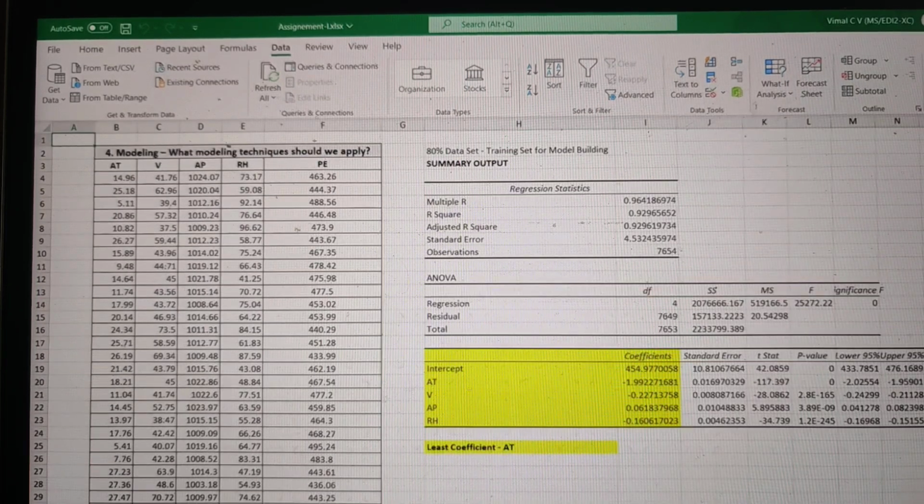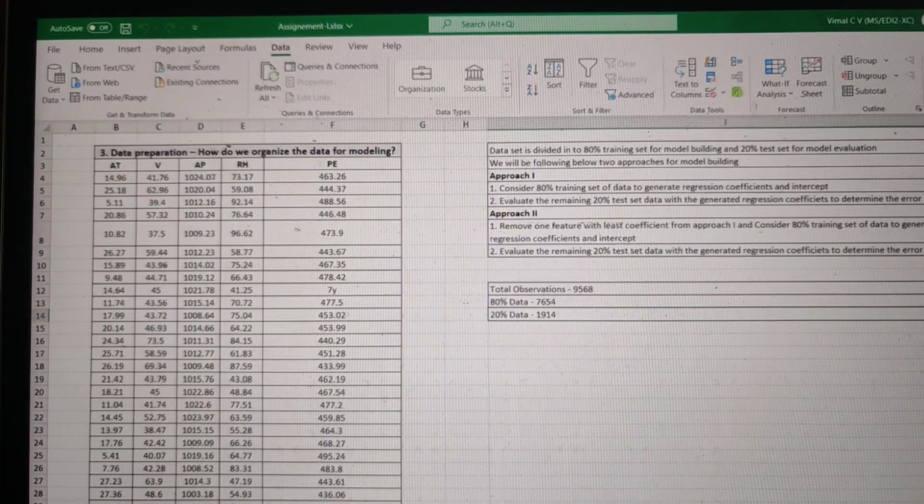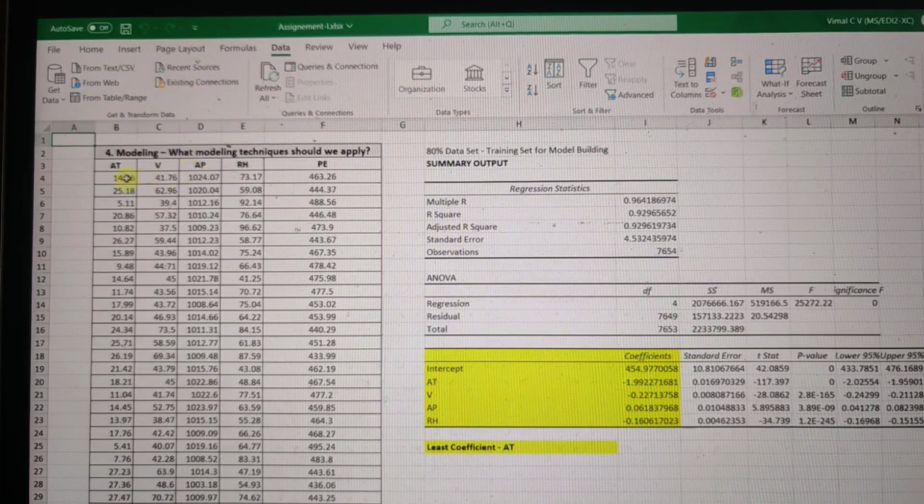So in modeling approach one, if you see here, I have taken the 80% data set from here. So we will be having only 7,654 readings, from the starting one to the 7,654. And this regression statistics I calculated with the help of the Excel inbuilt formula which is used for regression. From this summary output, we could see the regression coefficients for the intercept, AT, V, AP, and RH. Out of these, AT, ambient temperature, is minus 1.99, so this is the least coefficient.